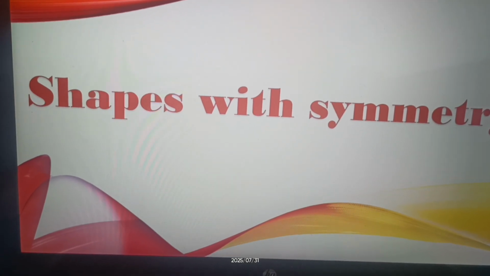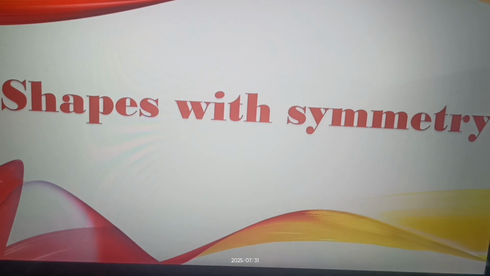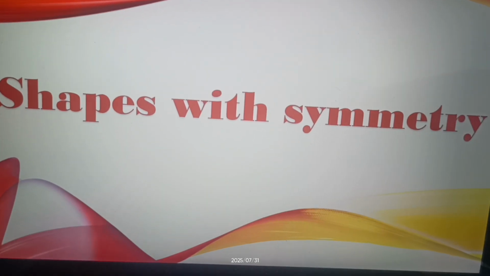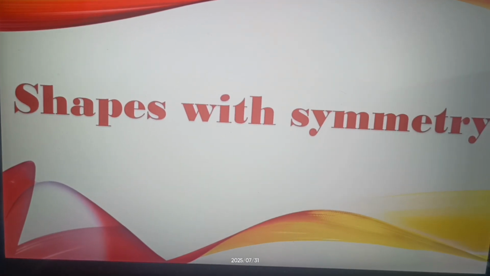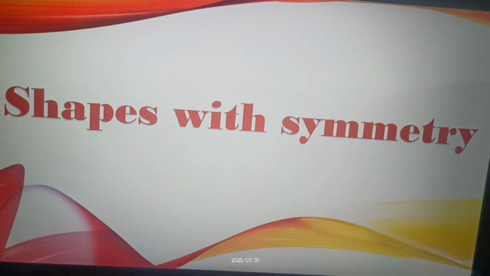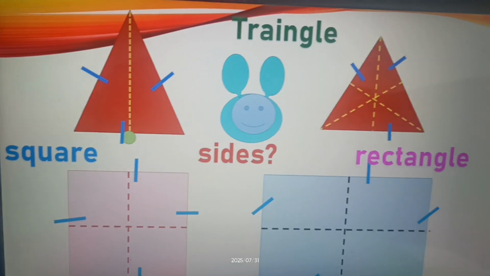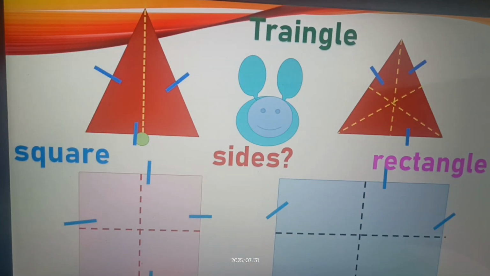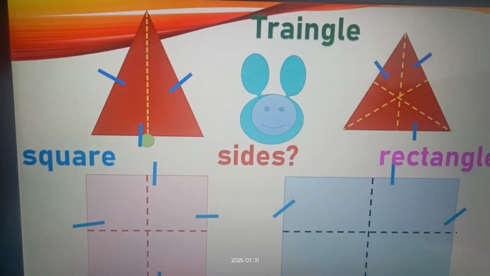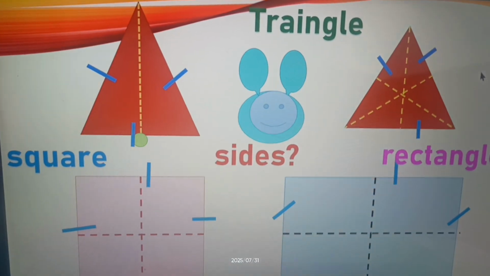Hi children, today we are going to learn about shapes with symmetrical lines. The first shape we are going to learn about is the triangle.